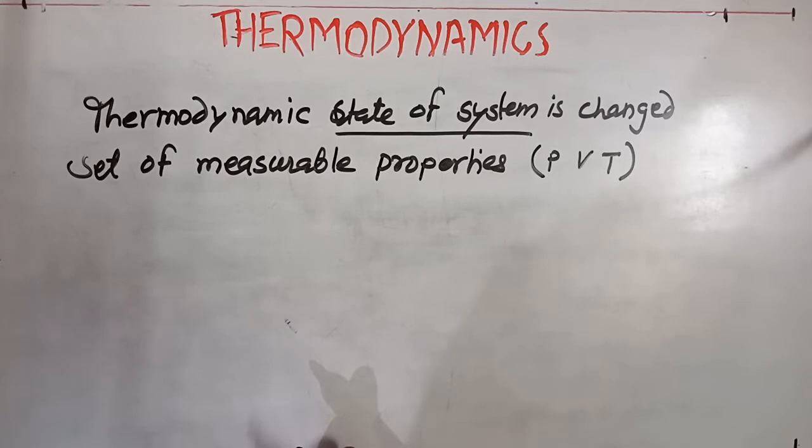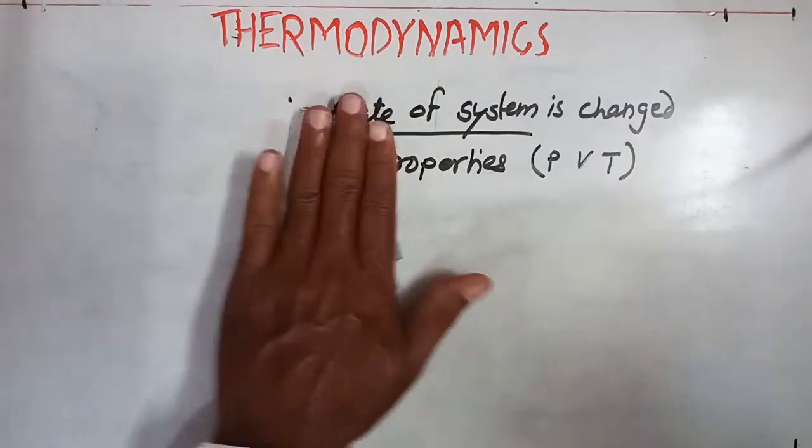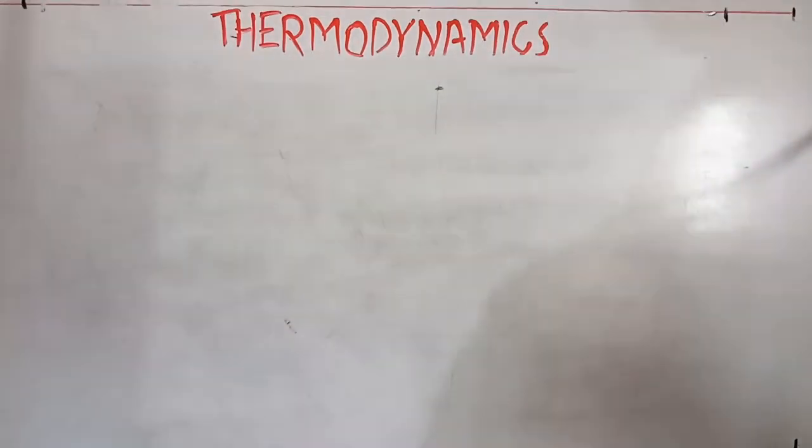What is a property of a system? The property of a system is defined as any observable or measurable variable that can be used to characterize the system when that system remains in equilibrium. These properties of the system are used to characterize the system, and when that system is in equilibrium, that system must be in equilibrium. Now let us see what is thermodynamic equilibrium.